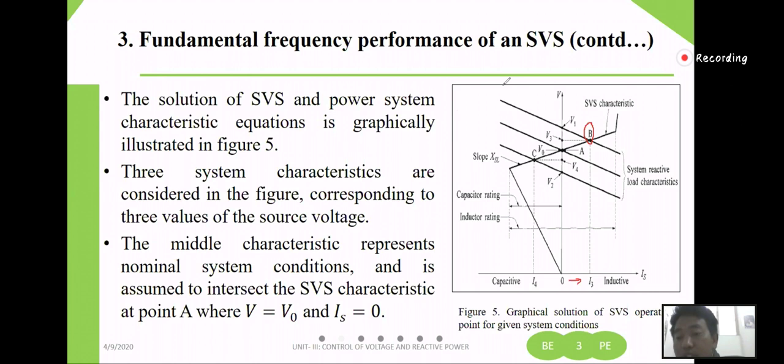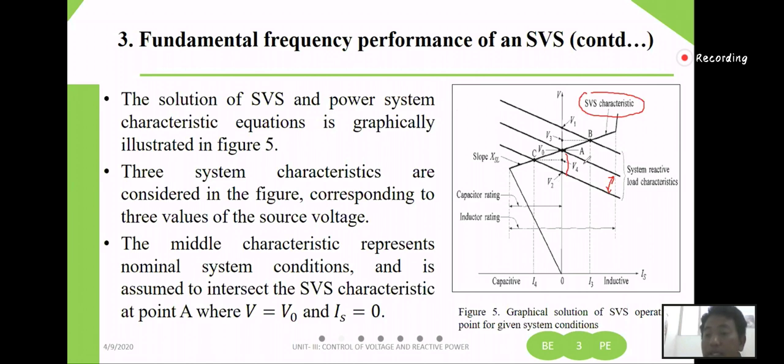Similarly, if ETH has been decreased, it means our system voltage is decreasing. In such a case, see here, initially V0, if it has been decreased, the voltage will directly move to V2 if there is no SVS. If there is no SVS, it will jump to V2 from V0.